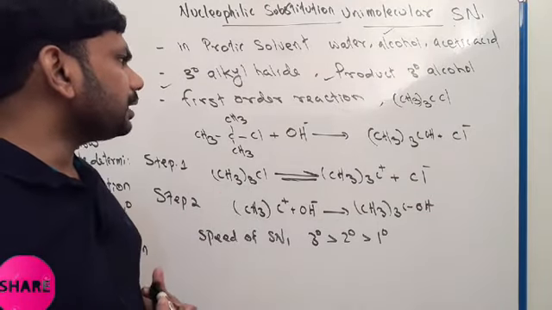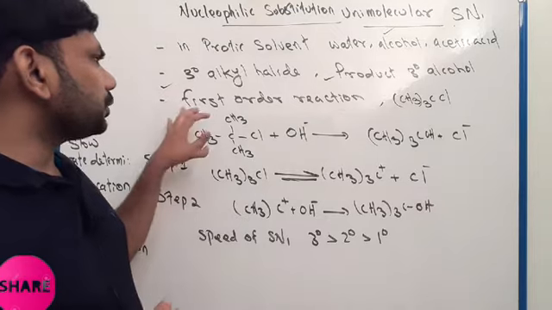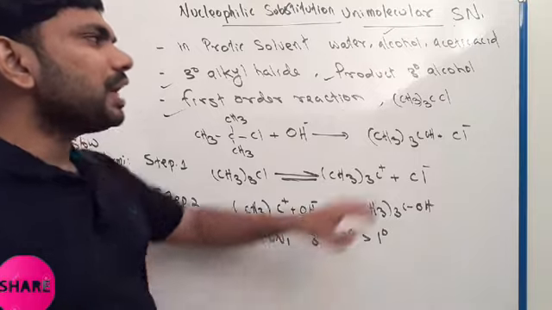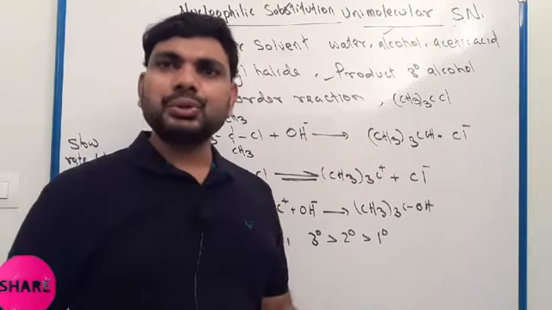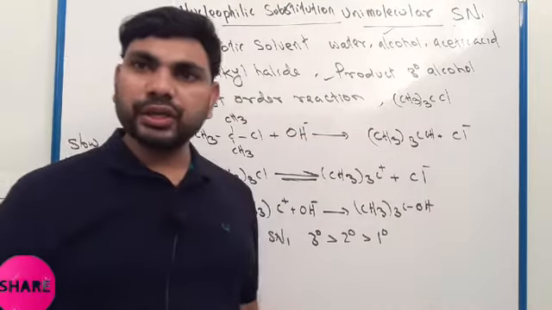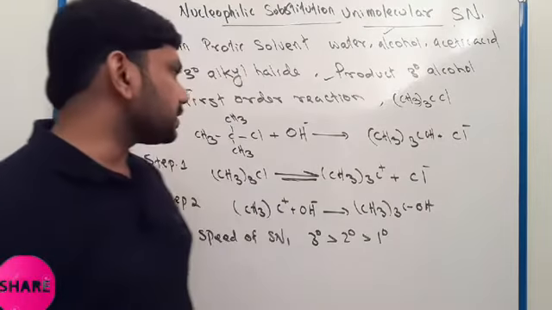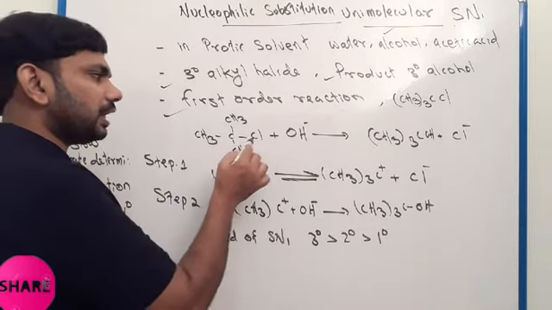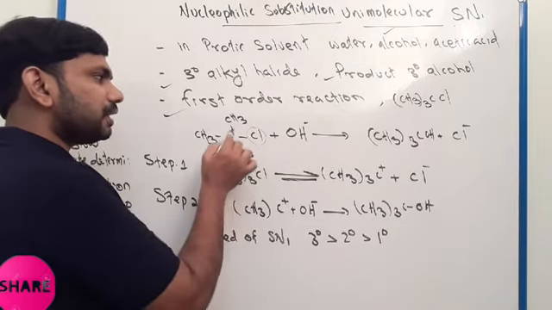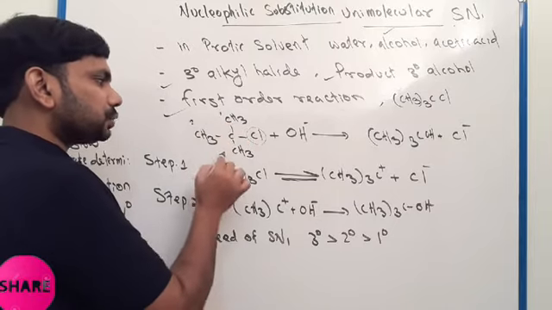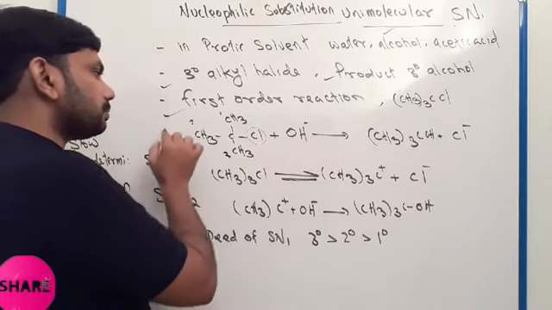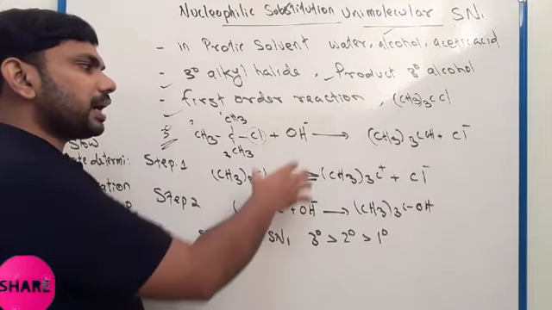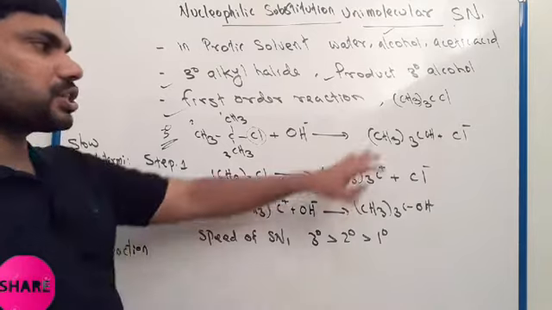Okay, so tertiary alkyl halide, tertiary alcohol formed. I told you this is a first order reaction because the rate of reaction depends on tertiary alkyl halide, not on the concentration of OH minus. Look here, this is one example of this type of chemical reaction. This is a tertiary alkyl halide, the halogen is directly attached to a tertiary carbon atom. Tertiary alkyl halide reacted with OH minus produced tertiary alcohol.